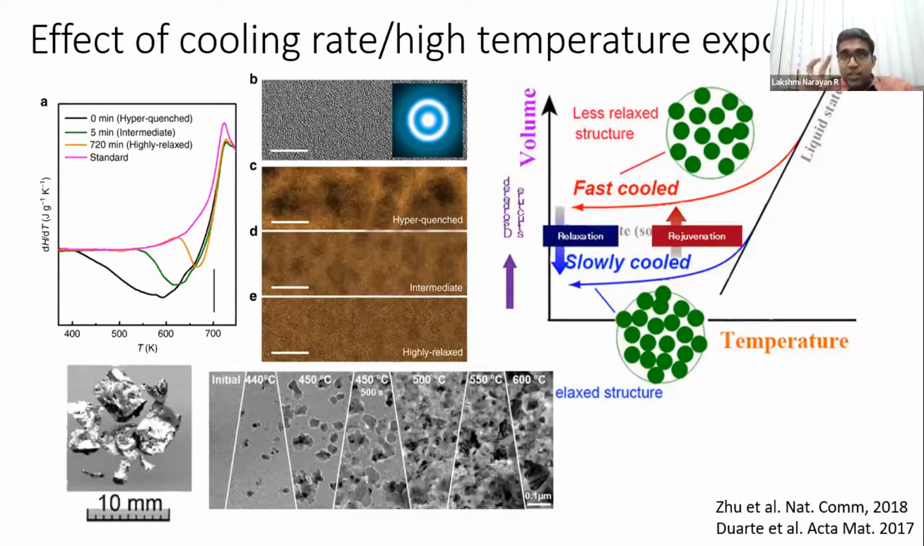So you see, if the cooling rate is very slow or you have a glass which is very relaxed, it sounds very nice that it's relaxed, but it will be very brittle. So for mechanical properties, it is useless. That is one lesson that you learn from this, and this is what we are going to use with relevance to additive manufacturing.